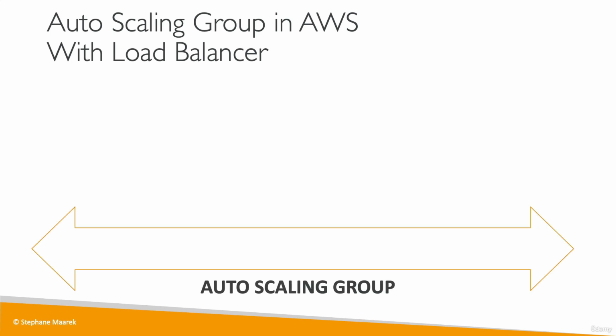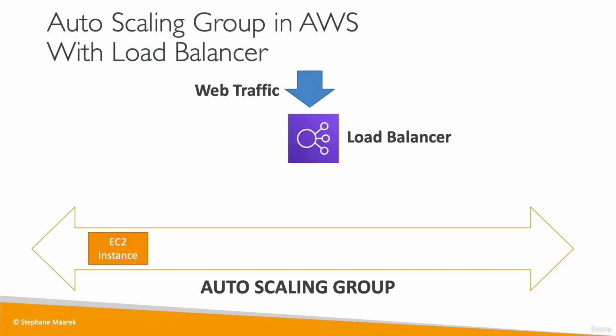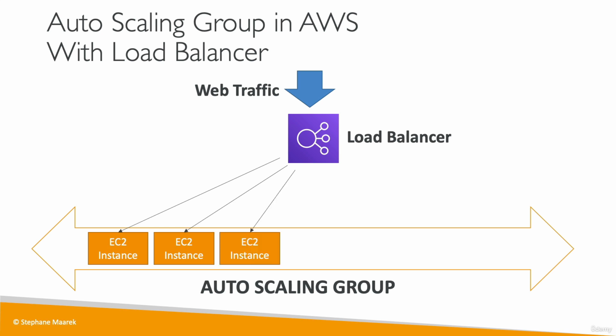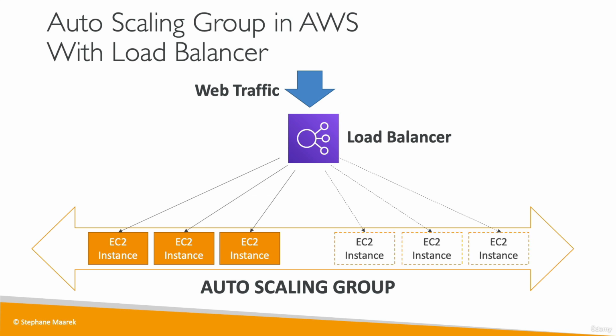So that means that if we have our auto-scaling group, for example, with one EC2 instance, web traffic can be coming in through our load balancer, which will be redirecting the traffic directly into your EC2 instance. And as our auto-scaling group scales out by adding EC2 instances, the load balancer will have them registered and will send traffic to them as well. So as we add more and more EC2 instances, the load balancer distributes more and more of the traffic, all the way to the maximum size of your auto-scaling group if it scales to that point.